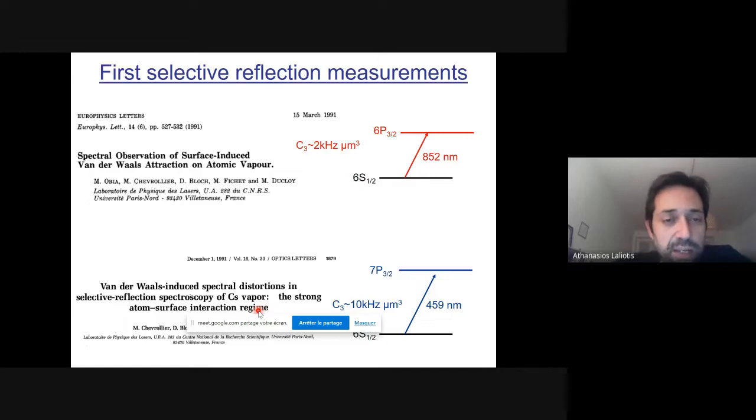Some history: these experiments were first performed back in the 90s. Actually, I was not involved in these experiments. It was before my time. They were performed here in Paris. The first experiment was done on the first resonance of cesium, the D2 line, the 6s to 6p 3/2, and there was a measurement of the C3 coefficient, which was about 2 kilohertz micron cubed. Then shortly after, there was the second line of cesium at blue wavelengths with a C3 coefficient of about 10 kilohertz micron cubed, because it's a more excited transition. The C3 is bigger.